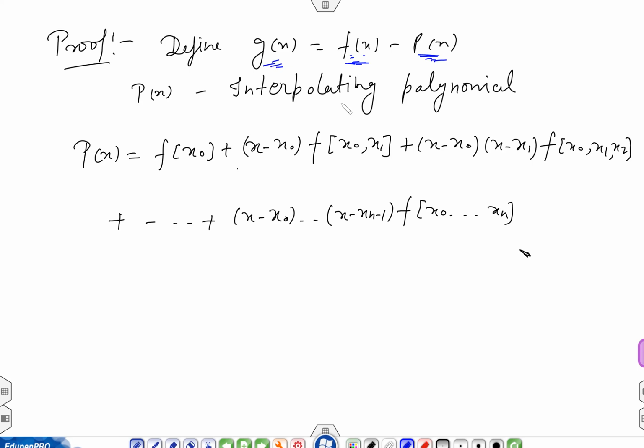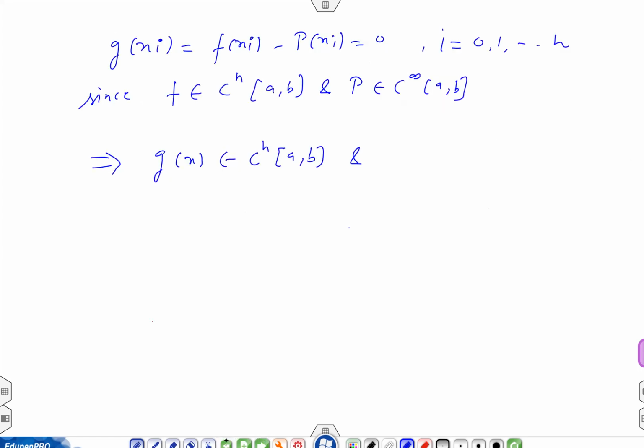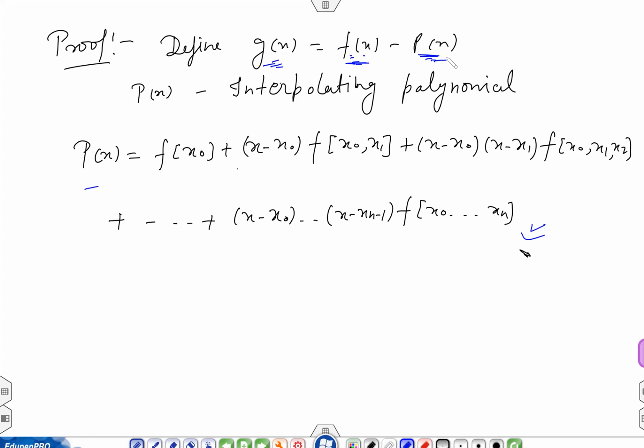Okay, so p(x) is an interpolating polynomial, and if it is a divided difference interpolating polynomial, then we can write p(x) in terms of this formula that you all know. So f[x0] plus (x minus x0) f[x0, x1], and so on. This is the form of the Newton divided difference interpolating polynomial. Now next is what? g(x) is what? f(x) minus p(x). You know the property of the interpolating polynomial.